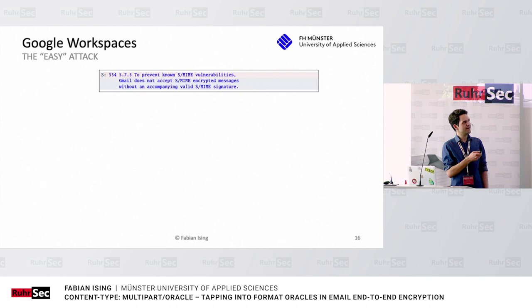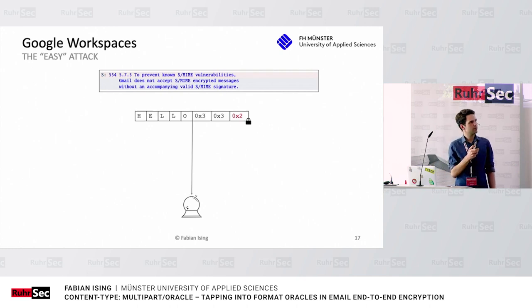And they added this message that says, to prevent known S/MIME vulnerabilities, note from me, this was about the email vulnerabilities, as they've later told us, Gmail does not accept S/MIME encrypted messages without an accompanying valid S/MIME signature. We pretty soon realized we could use this as an oracle. So let's first assume we have a message with broken CBC padding. So we have already manipulated the ciphertext, sent this to Google's SMTP server. Then Google's SMTP server will say, yes, this message is perfectly valid. There's nothing wrong with it because, of course, they don't want to leak that the padding is incorrect.